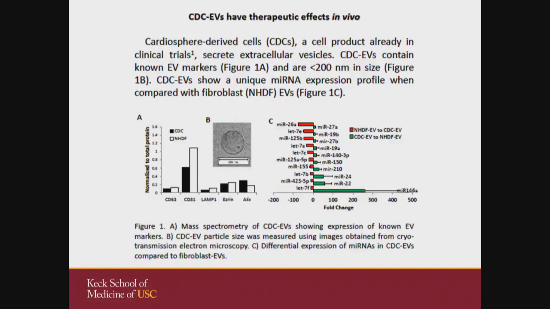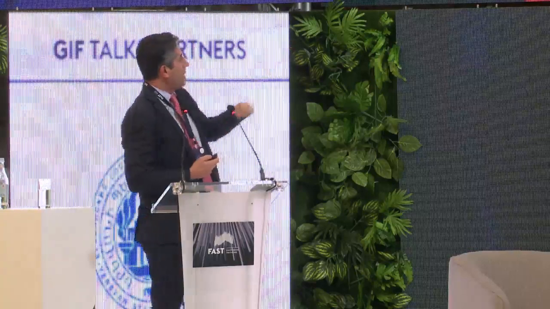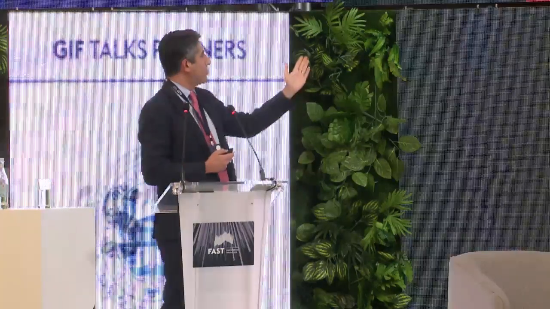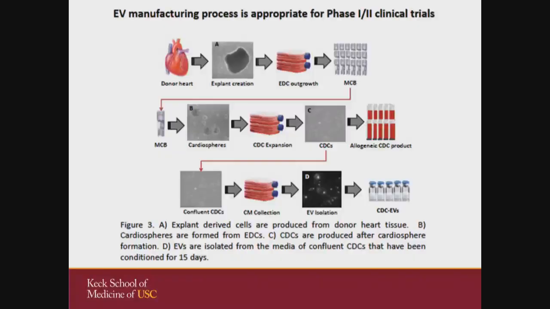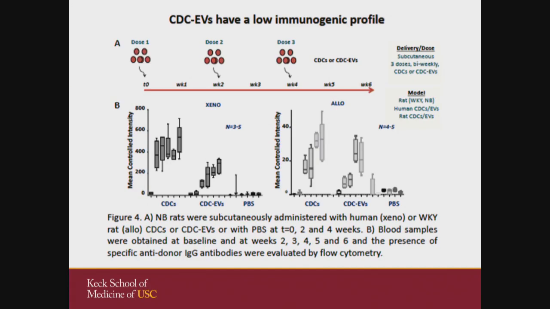This shows the different species of microRNAs. It's difficult to read, but there are many microRNA types like miR-146, miR-210, and various types of proteins that are upregulated, in green in the cardiac exosomes compared to in red the dermal fibroblast exosomes. So they have a particular signature. This also shows the exosome manufacturing method with ultracentrifugation and filtration methods. There are also precipitation methods.